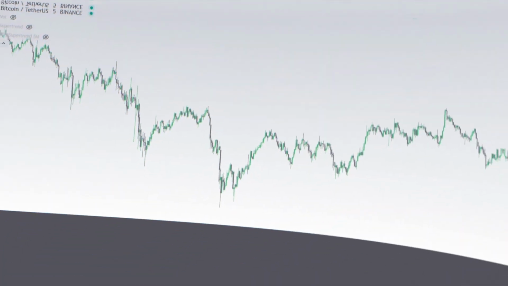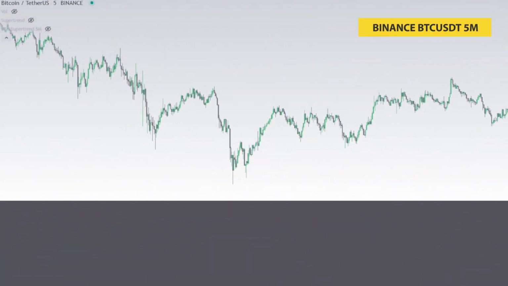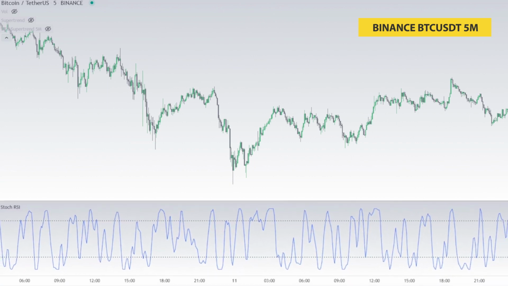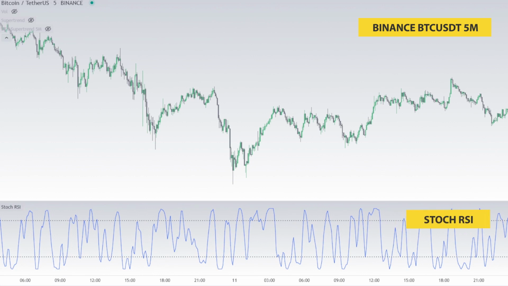Here I have a Bitcoin chart, and the time frame I'm using today is 5 minutes. That's a dangerous time frame in my humble opinion, but it's a fast one and people want to make money fast, so here it is. Underneath I have my Stochastic RSI indicator, which is a built-in indicator here on TradingView. And of course, I also have the Supertrend indicator applied to the chart.